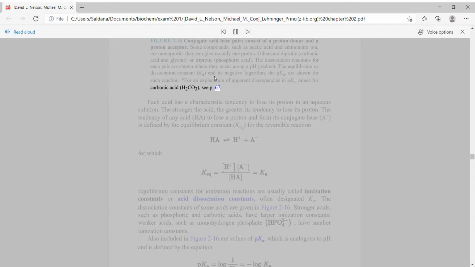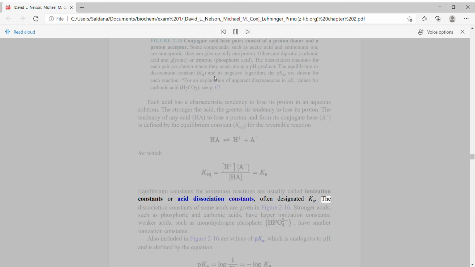Each acid has a characteristic tendency to lose its proton in an aqueous solution. The stronger the acid, the greater its tendency to lose its proton. The tendency of any acid, HA, to lose a proton and form its conjugate base, A-, is defined by the equilibrium constant, Keq, for the reversible reaction. Equilibrium constants for ionization reactions are usually called ionization constants or acid dissociation constants, often designated Ka.